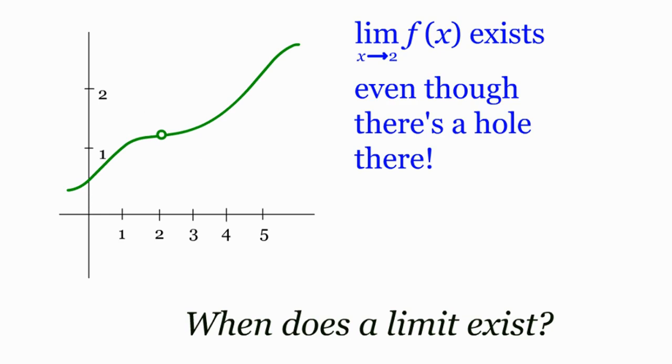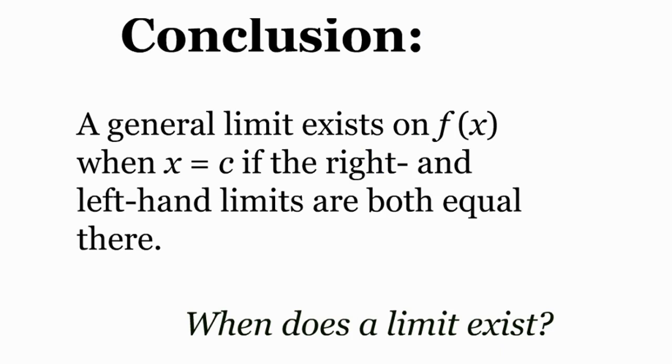What matters is that you arrived at that point coming from the right side and the left side. In conclusion, a limit exists on a graph if you arrive at the same height coming from both the right and the left side of the given x value. Did you hear that? That's it. That's the holy grail that we've been looking for. That's how we know if a limit exists.